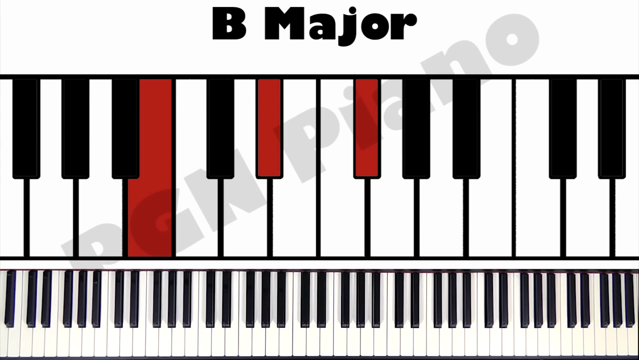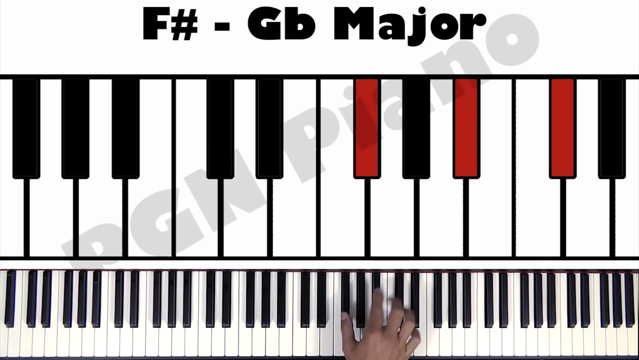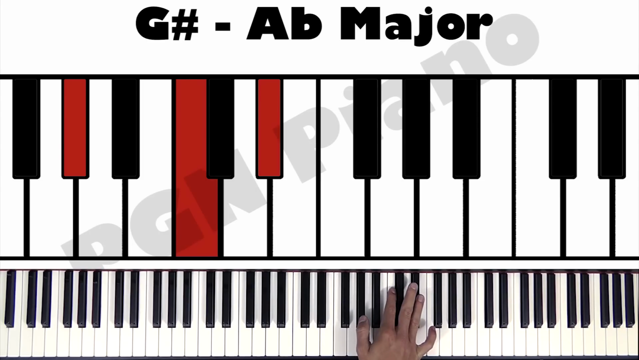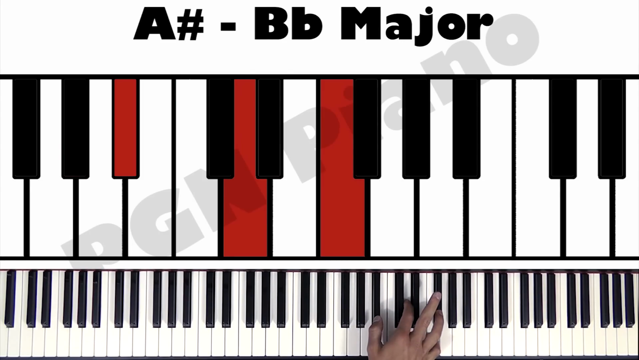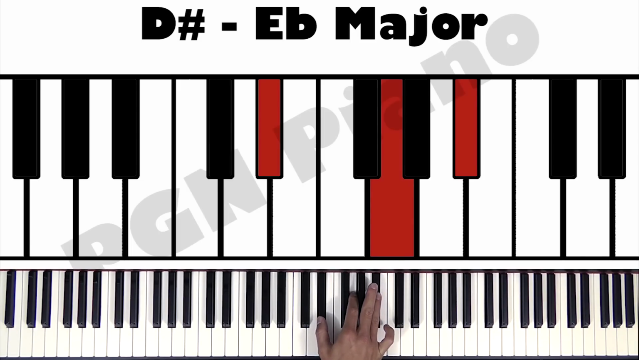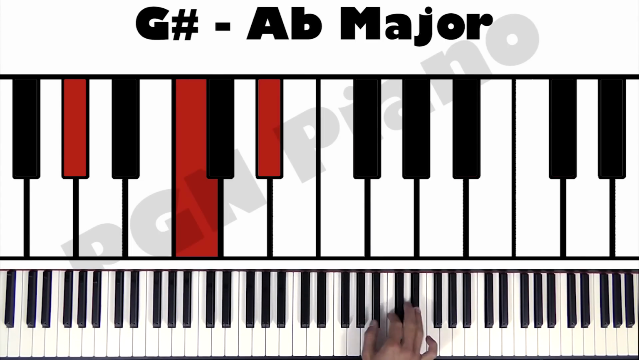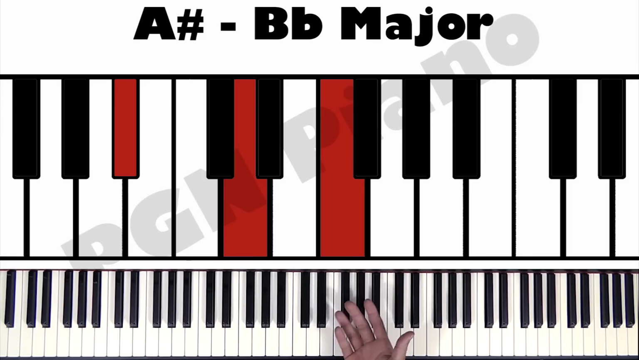Okay, so now let's do C sharp, D sharp, F sharp, G sharp, and A sharp. And let's also do D flat, E flat, G flat, A flat, and B flat. Okay, and of course they're exactly the same chords as the sharp chords. So these are all the 12 major chords that you've just learned.